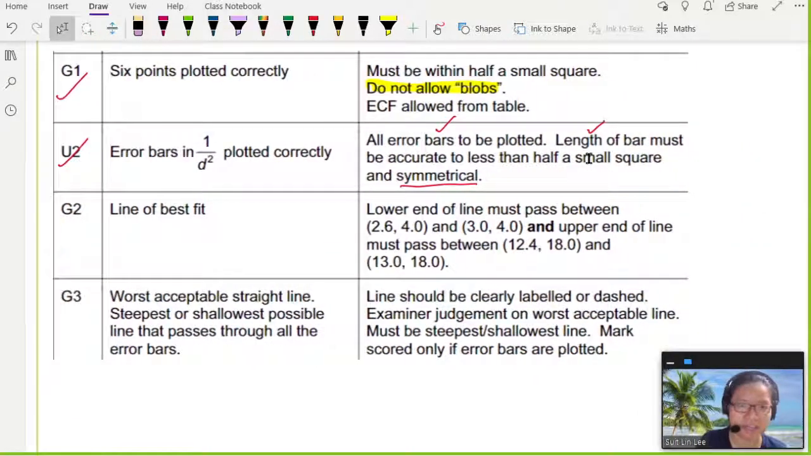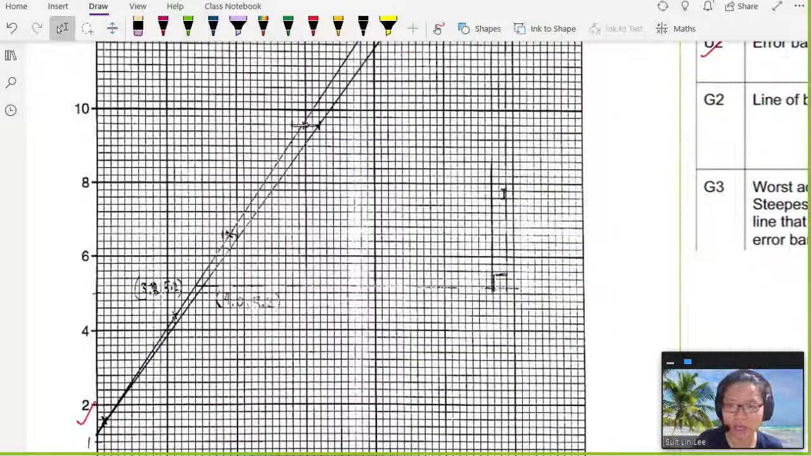Line of best fit. This is the interesting part. Every mark scheme is different. Okay, every question, every year is different. So they will provide the invigilator matrix-like coordinates. So the examiner will have certain coordinates and you must pass through these points. So 2.6, 4.0, 3.0, 4.0. Where are they?